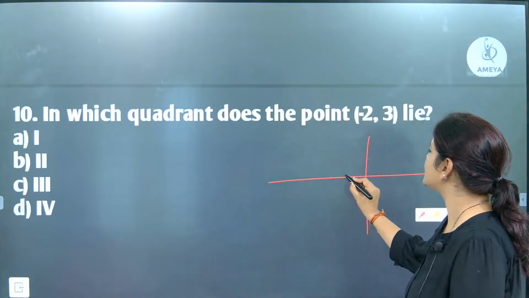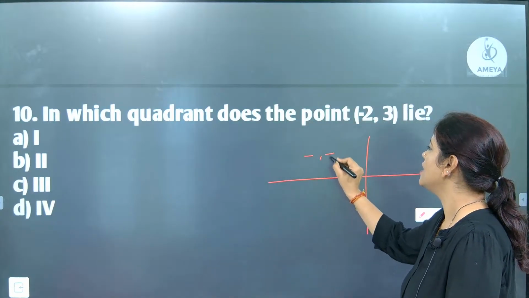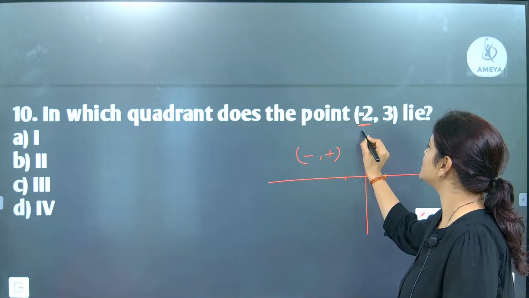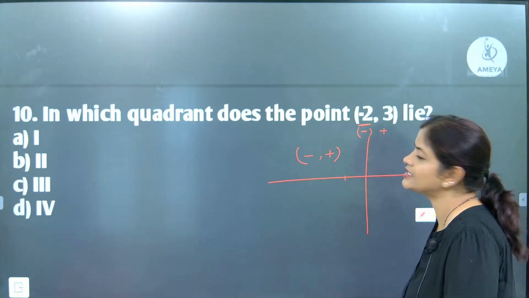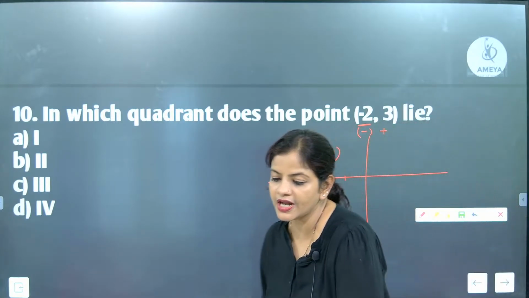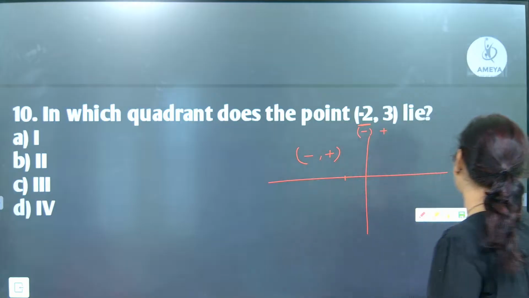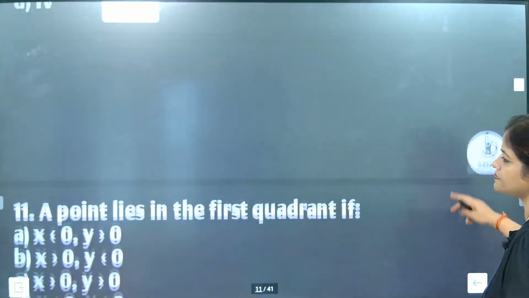Why, beta? In the second quadrant, it is minus and plus. Now you see here, this is representing minus and this one is plus. So which quadrant is it, beta? It is the second quadrant. Now let's go for the next one.